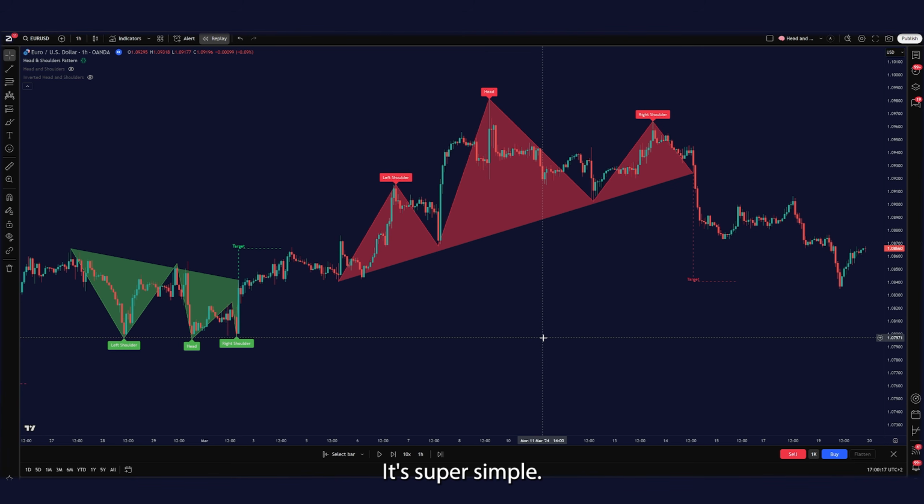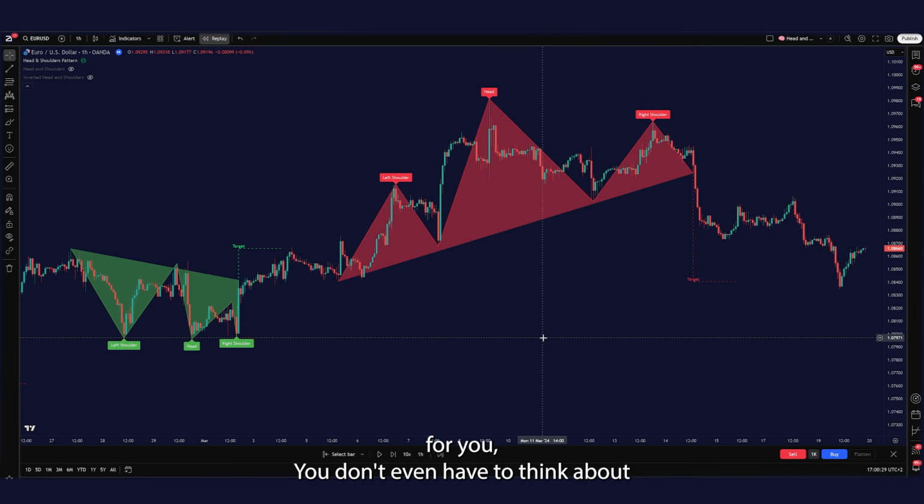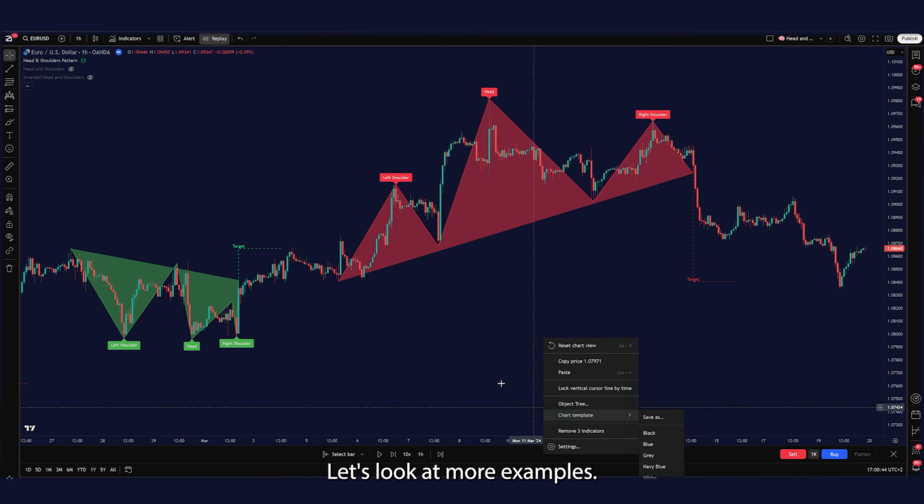It's super simple, and now when you have an algorithm that can draw it automatically for you, you don't even have to think about identifying it yourself. The patterns will appear in real time, the target will be generated, and you can trade accordingly. All right, let's look at more examples.